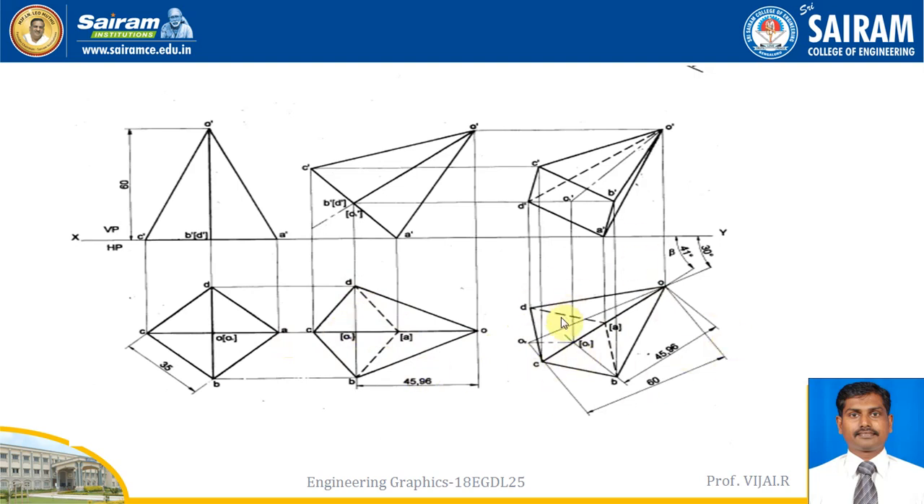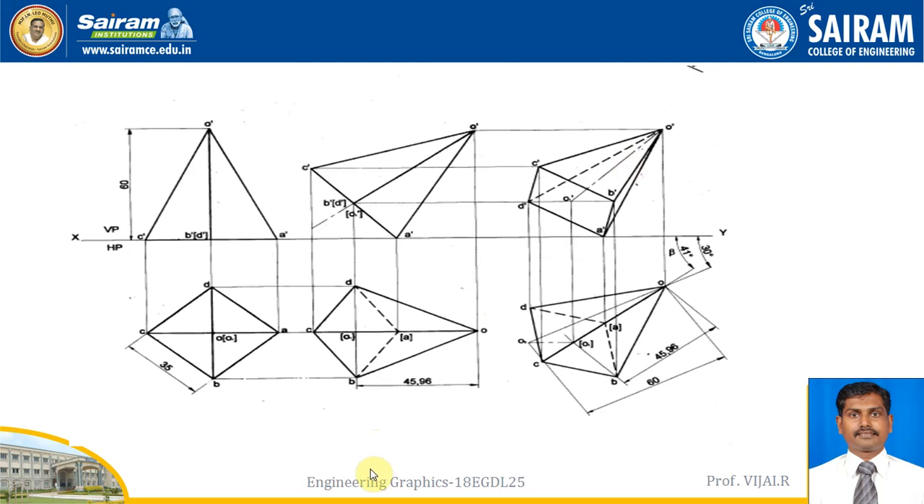You will get this view. Once it is done, just project the corners here, and from here the bottom base is visible, and the apex is there. Join the slant edges, visible edges here and invisible edges with dotted lines. Draw the axis. So that's all.